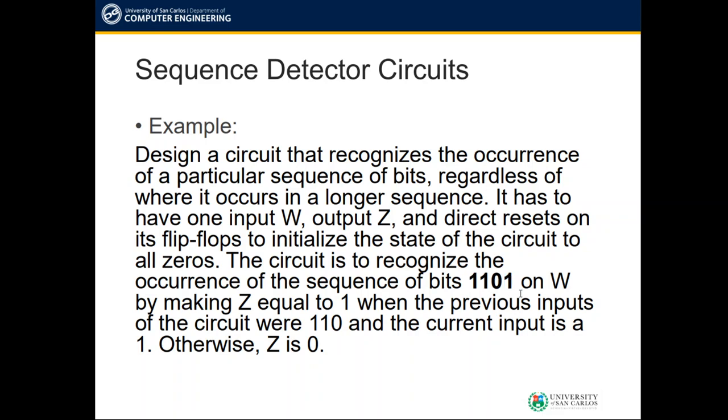Just to clarify again, there are 3 IOs: 2 inputs, W and reset, and the output Z. So that's only one output.